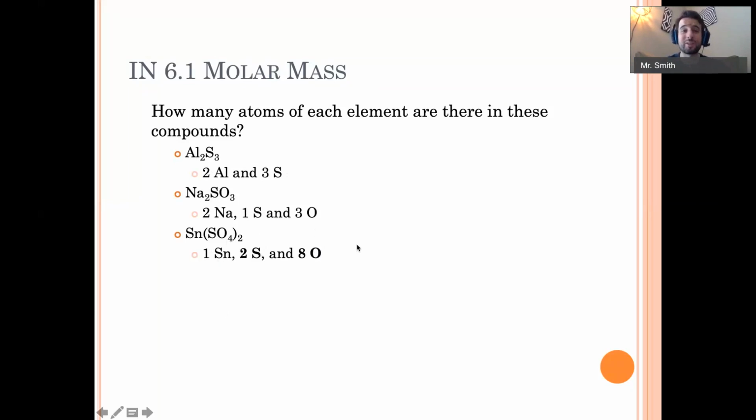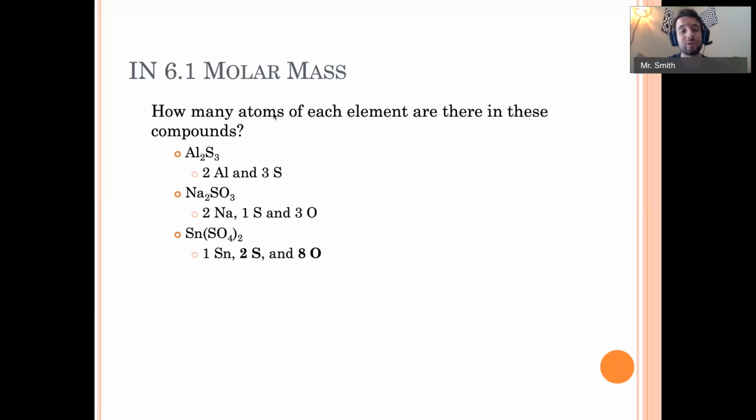This is a skill that we'll be testing you on. So make sure that you feel comfortable with this and that you get a little practice with this. But the main thing we're going to be talking about is something called molar mass. So what I want to do now is show you the skills you're going to need to know by the end of the day, and then we'll get into learning how to use those skills.